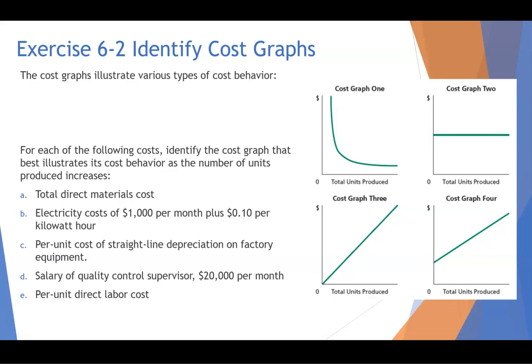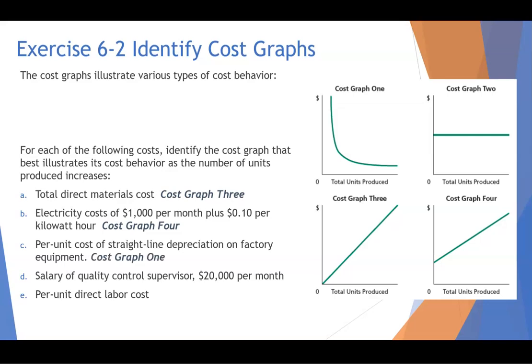For each of the following costs, identify the cost graph that would best illustrate its cost behavior as the number of units produced increases. So with direct material cost, you see as the number of units increase, our cost will increase. So that would be the total cost increases. That would be graph 3. The electricity cost of $1,000 per month plus 10 cents per kilowatt hour, you see, that would be graph 4. That's like a mixed cost.